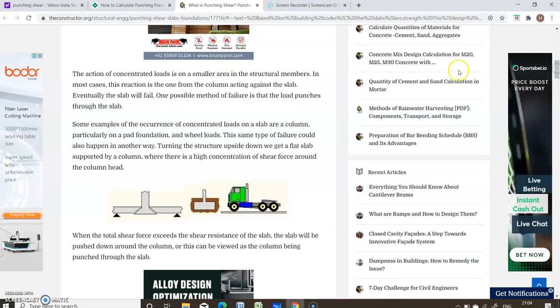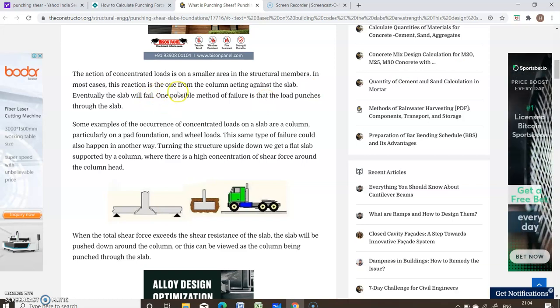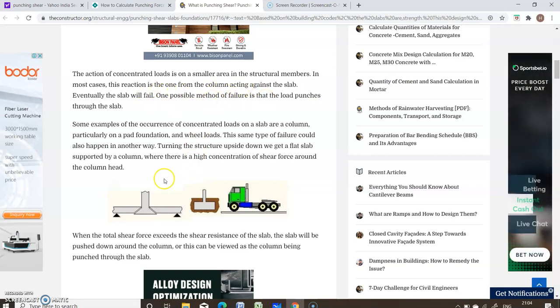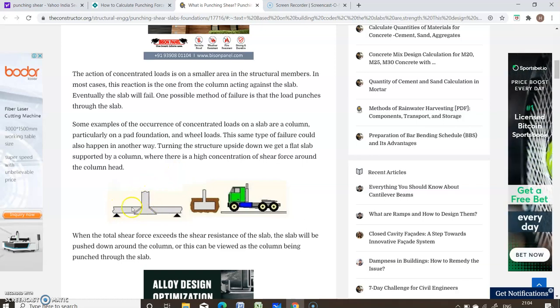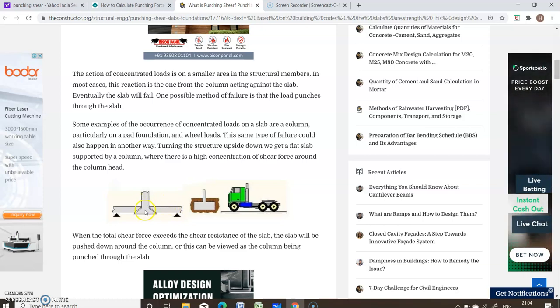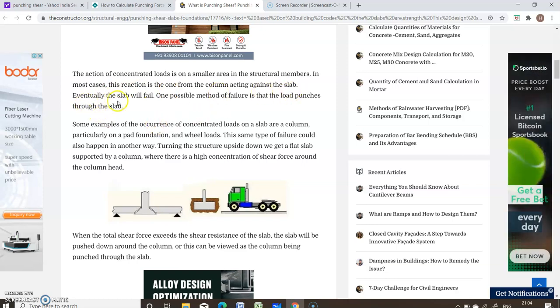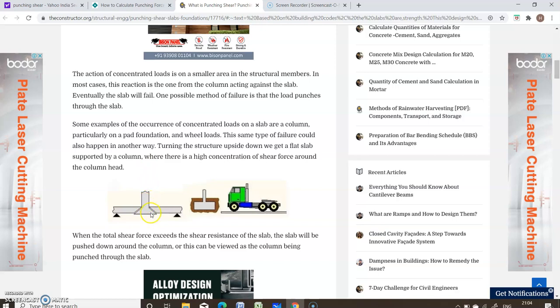In most of the cases, this reaction is the one from the column acting against the slab, like this. If a column is there and there is a slab adjacent to this column, in most cases this reaction is the one from the column acting against the slab. Eventually the slab will fail, or punch off along a punch cone. So one possible method of failure is that the load punches through the slab.